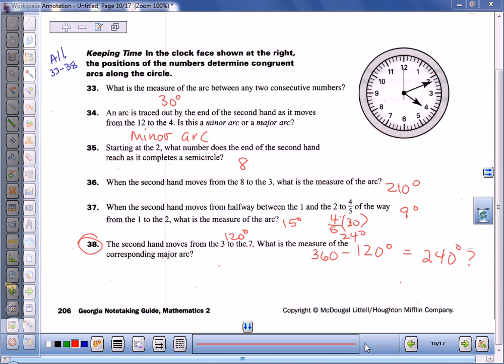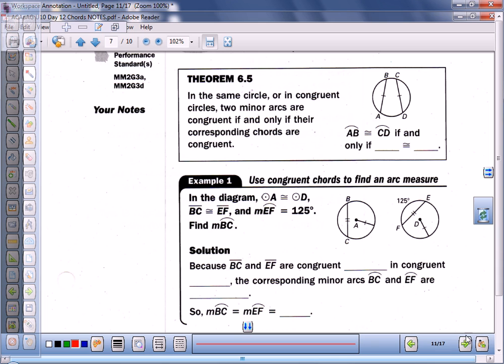All right. Let's take a look at today's lesson. Today's lesson is all about chords.